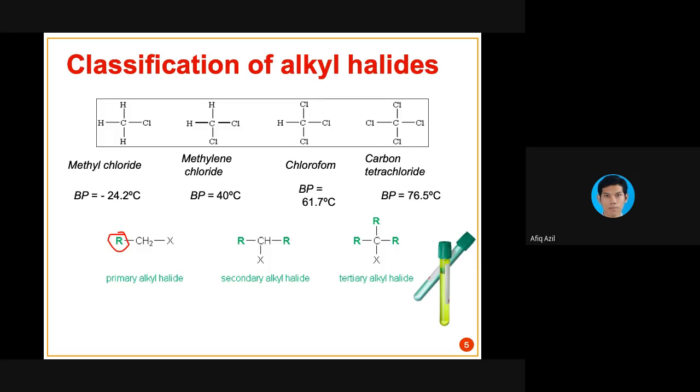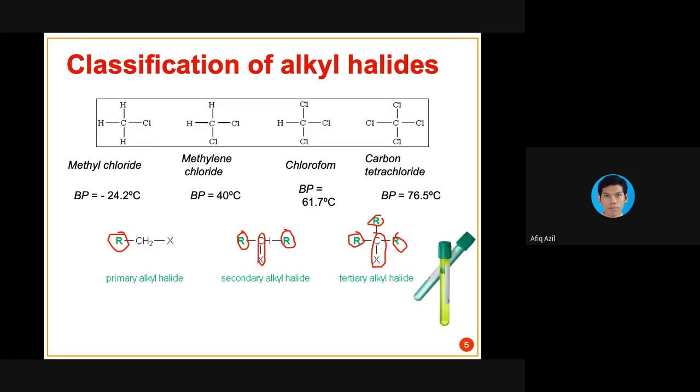Okay, then for secondary alkyl halide, the CX bond, the carbon that is bonded to the halogen, this one, is bonded to two other alkyl groups or two other carbons. So that is already the secondary. And then for tertiary alkyl halide, you have this CX over here. The carbon that is bonded to the halogen is directly bonded to 1, 2, and 3 other alkyl groups. Okay, so that's why it is known as primary, secondary, and tertiary.